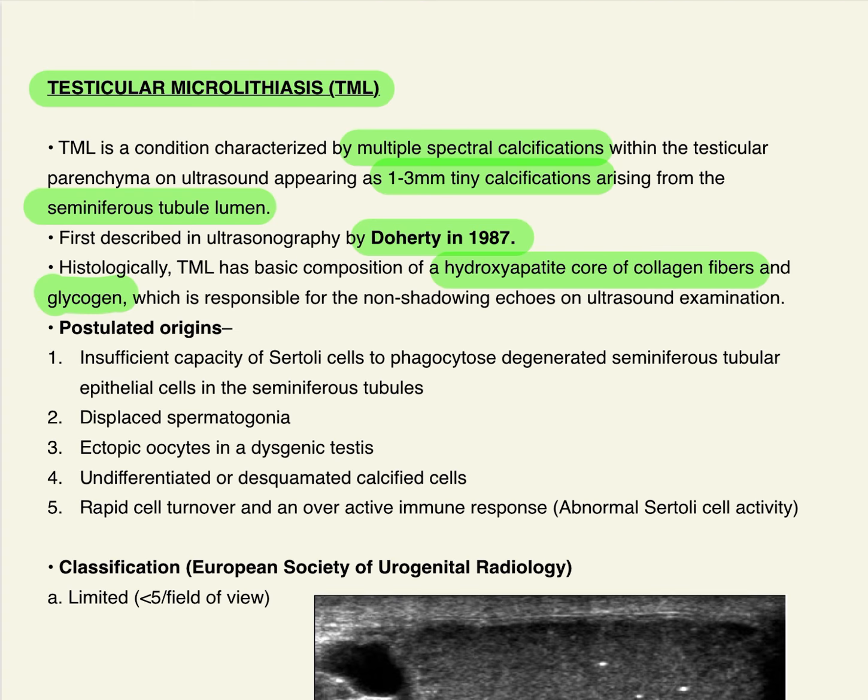The postulated origins of testicular microlithiasis include the insufficient capacity of Sertoli cells to phagocytize degenerated seminiferous tubular epithelial cells that leads to calcific formations in the seminiferous tubules, or displaced spermatogonia that become calcific deposits, ectopic oocytes in dysgenic testes, undifferentiated or desquamated calcified cells, or a rapid cell turnover and an overactive immune response, that is, an abnormally active Sertoli cell response leading to such calcifications.